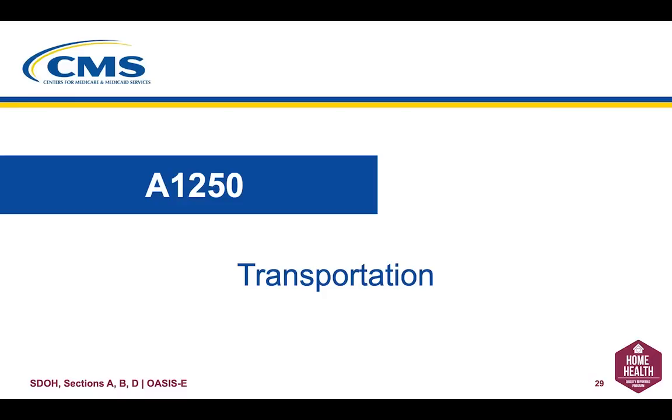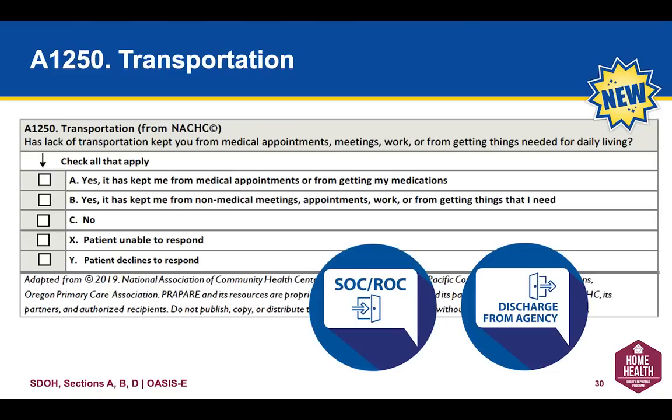This is the final SDOH data element in section A that we will be reviewing. A1250, transportation. Again, here's a snapshot of the data element as it appears in the OASIS-E. A1250, transportation, is completed at SOC, resumption of care, or ROC, and discharge from the agency, and is a check all that apply data element. In the OASIS-E, you can see this data element on page 4 of the SOC, page 2 of the ROC, and on page 2 of the discharge from agency. This copyrighted data element is from the National Association of Community Health Centers and was adapted by CMS.